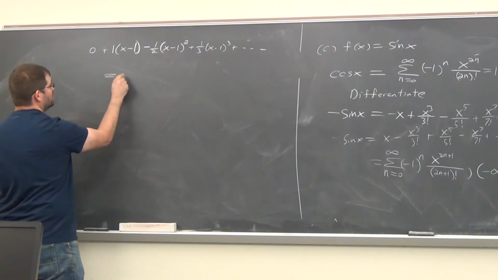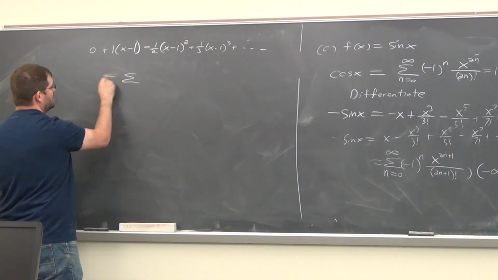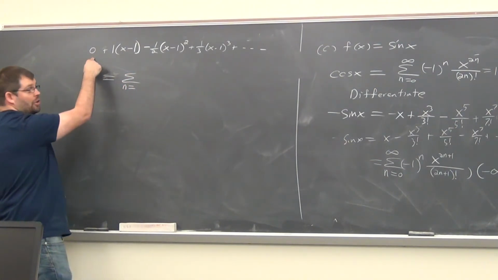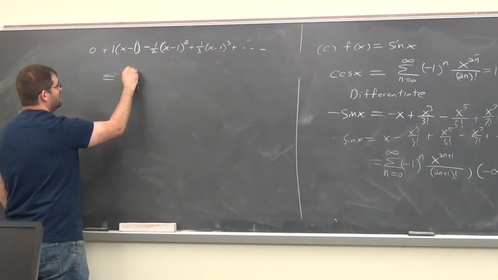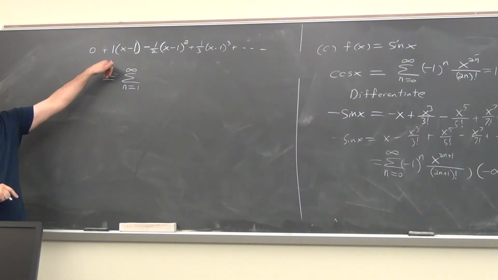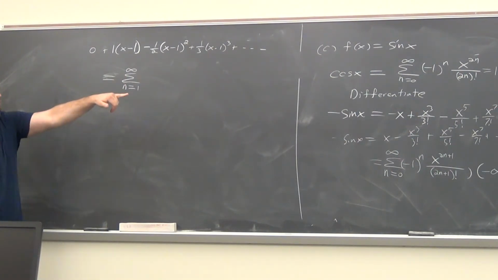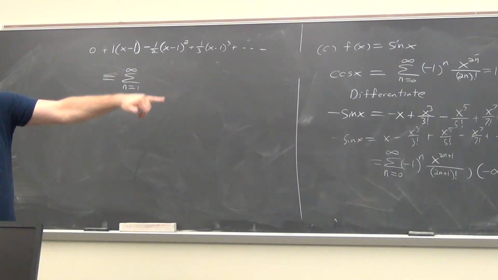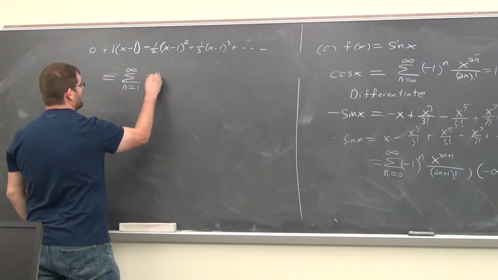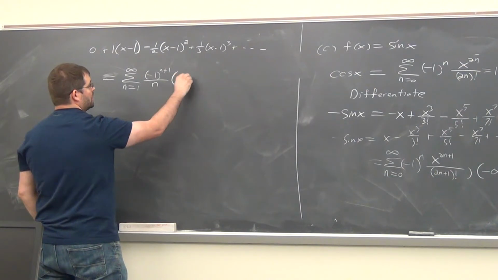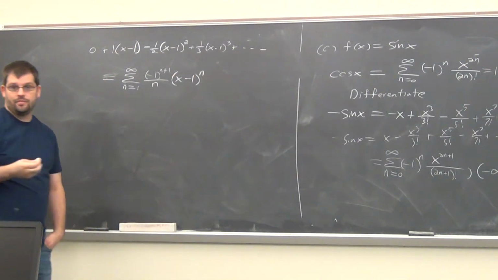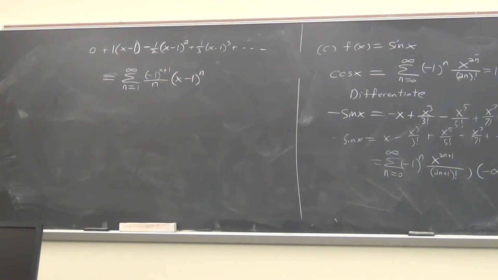And so in the closed form, the easiest thing to do here is probably ignore the 0. You could include it, it probably works out fine, but it's really natural to start at 1 instead. And then what's our pattern? It's negative 1 to the n plus 1 over n times x minus 1 to the n. Does that make sense?